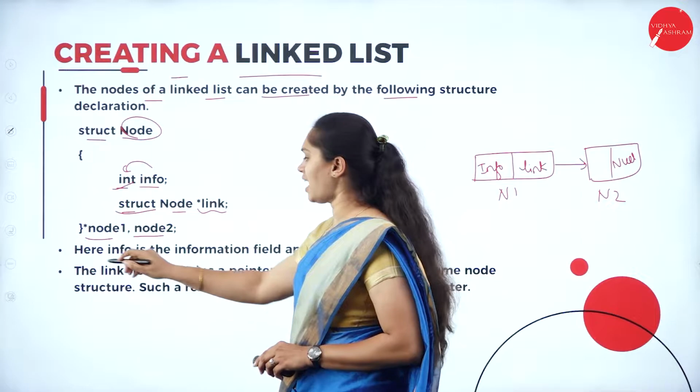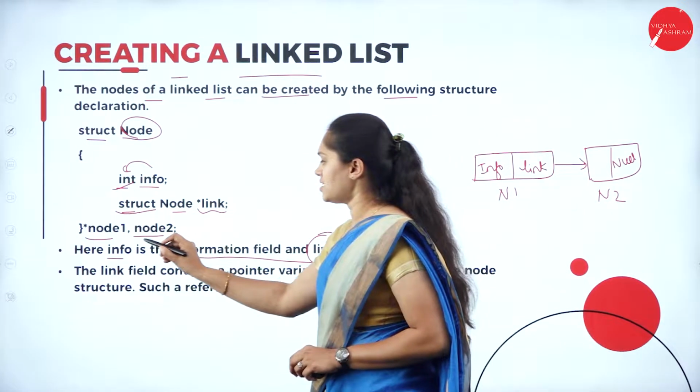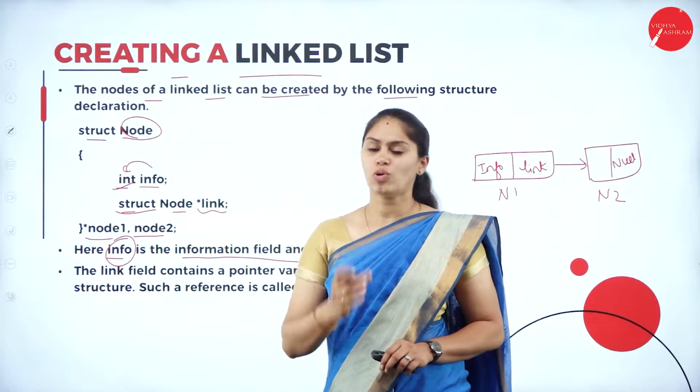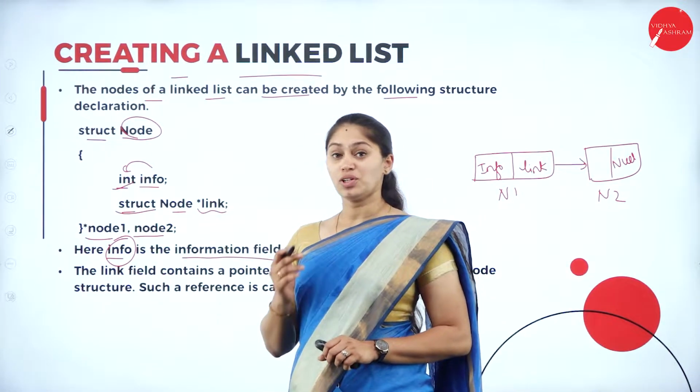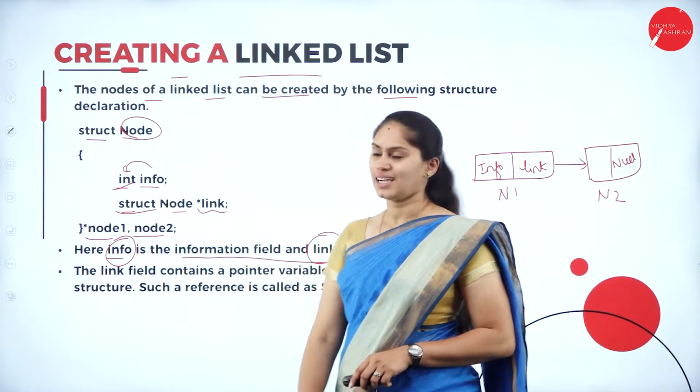Here you can see that info is the information field and link is the link field. This info will help us hold the data, and the link field will help us find out the address of the next node of a linked list.